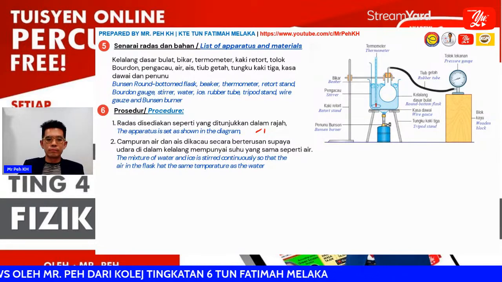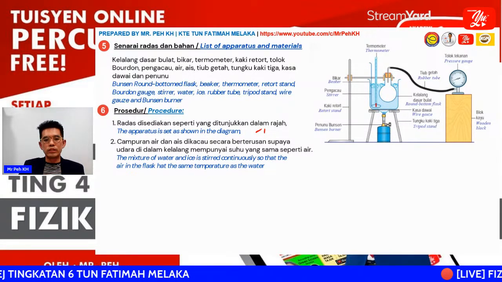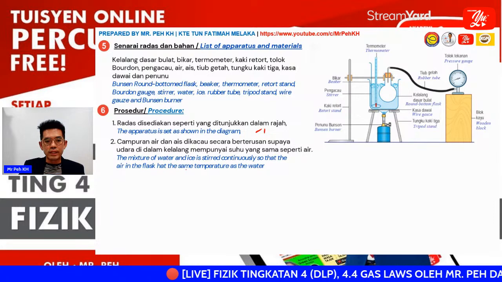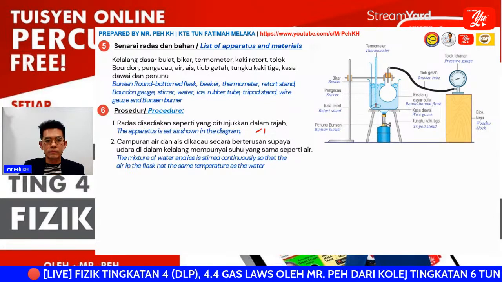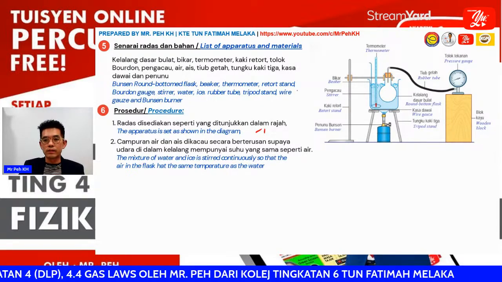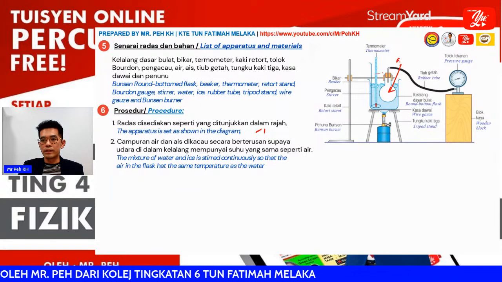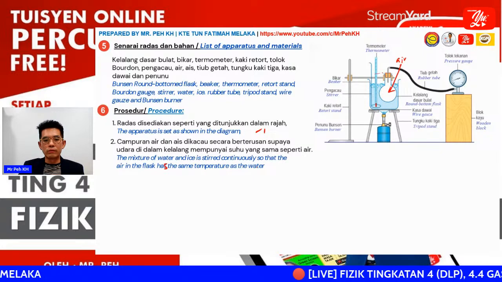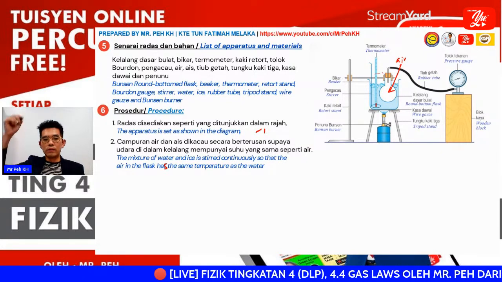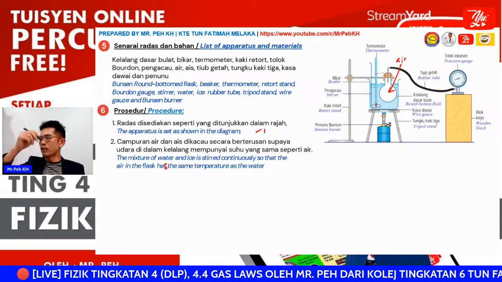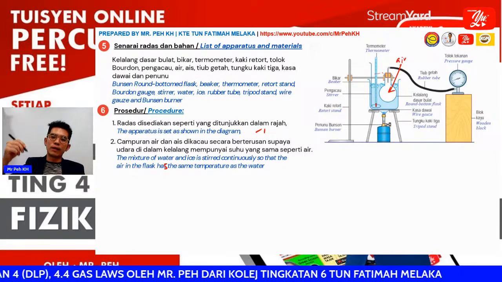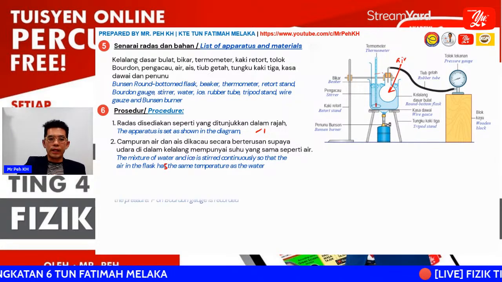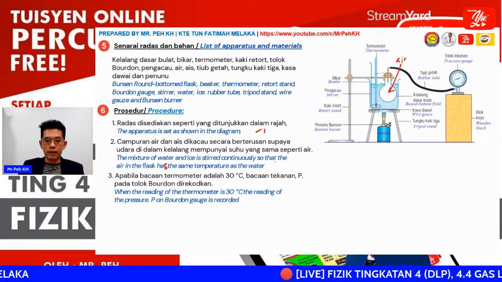Okay, and then second, the mixture of the water and ice is stirred continuously so that the air in the flask has the same temperature as the water. The air in the flask is here, actually here is empty. So you need to stir continuously so that the temperature of the air inside the flask is the same as the water surrounding it. This can be made as the precaution.